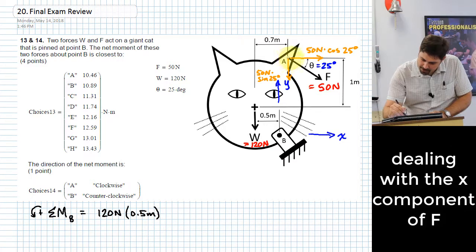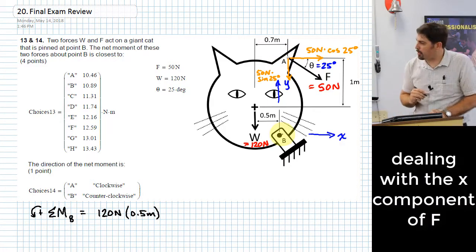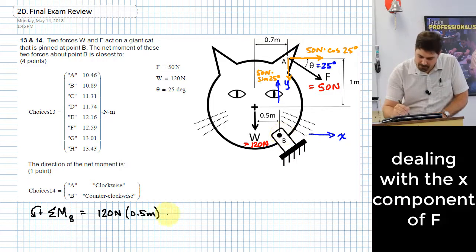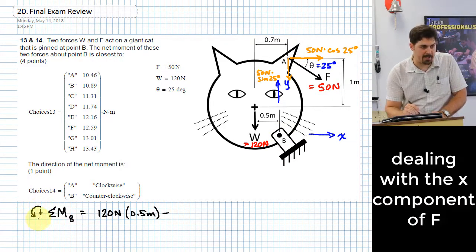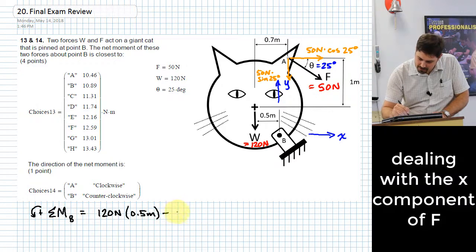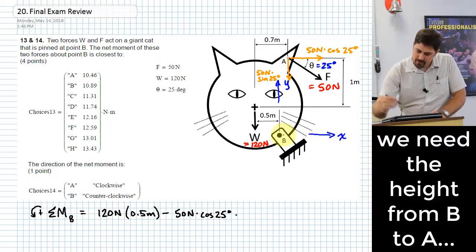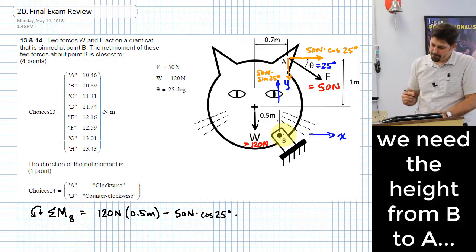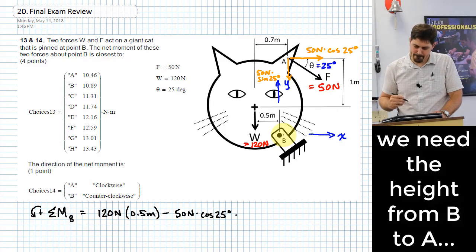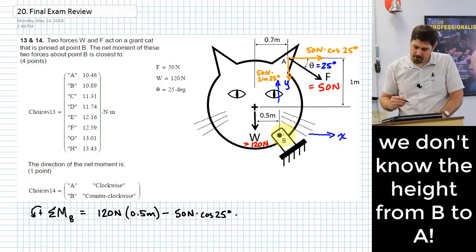First of all, does it tend to rotate clockwise or counterclockwise around point B? Clockwise, which means since I'm taking counterclockwise as positive, I'd better put in a negative 50 newtons times the cosine of 25 degrees times what? What I need to do there is figure out how far it is from point A down to point B. Well, how do I figure that out? We look at the picture.